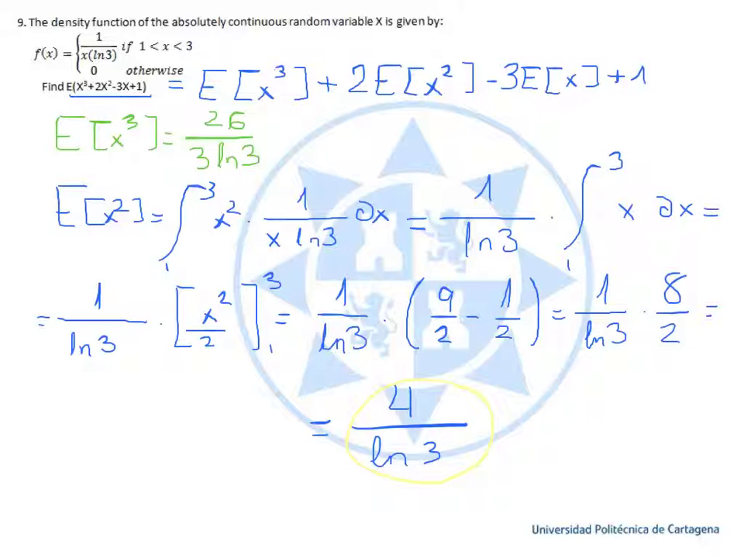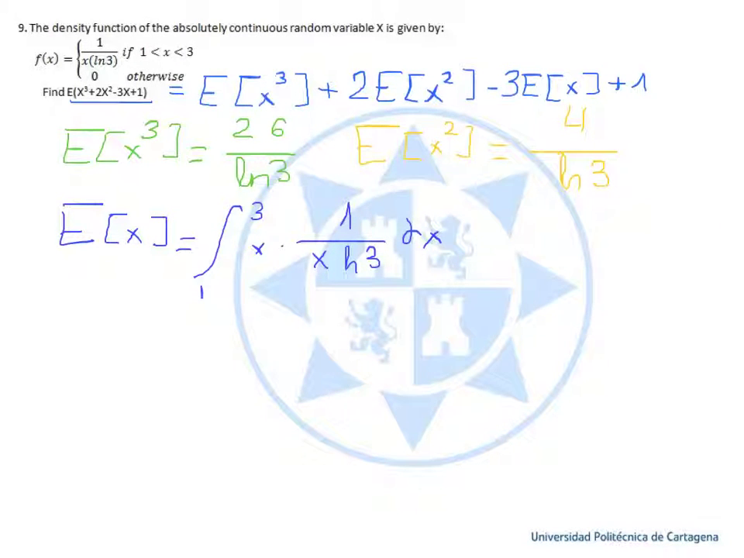Now let's continue with the expected value of x. So now it's the turn of calculating the expected value of x. Following the same procedure, we know that this is the integral we have to calculate. So following the calculus, here we have the integral we have to calculate, and we have taken off the logarithm as it is a real number, and we've also simplified the x, and we get that the integral we have to calculate is 1 between 1 and 3.